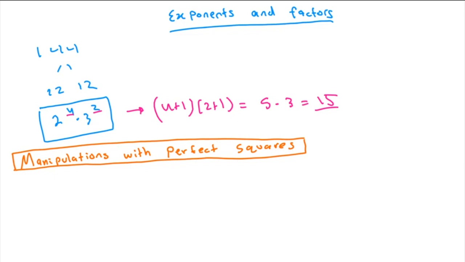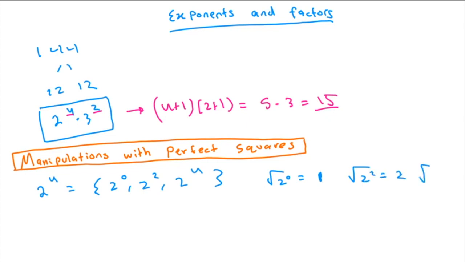manipulation. So in our power of 2 to the power 4, there are 3 options we can have, which we can include in our perfect square. Now let's look at why these 3 options work. If you take the square root of 2 to the power 0, you get 1. Square root of 2 squared gives you 2, and square root of 2 to the 4th gives you 4. So therefore, if you take the square root of any of these factors, we will end up with an integer. So therefore, these factors work.